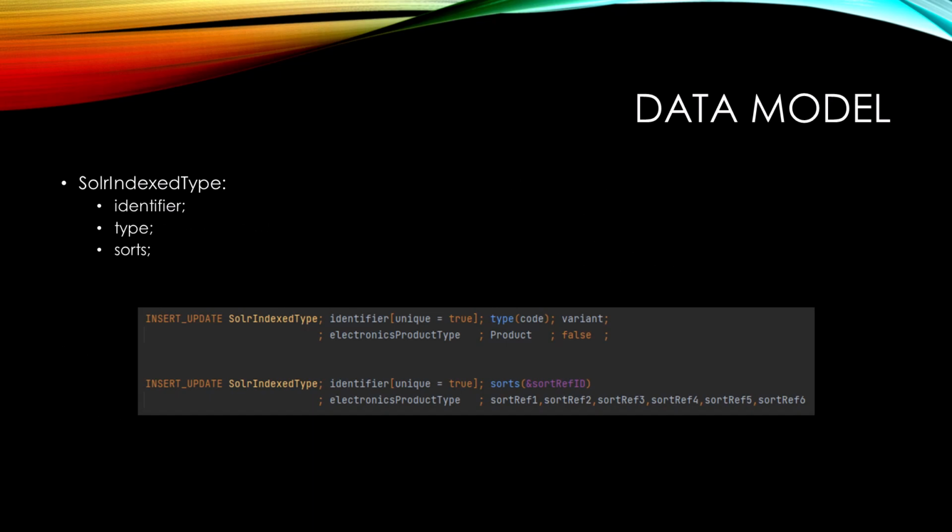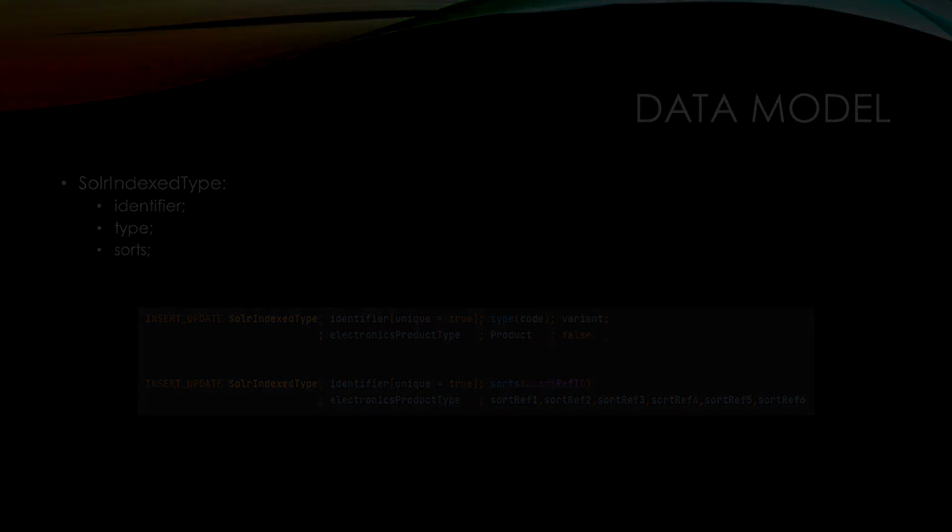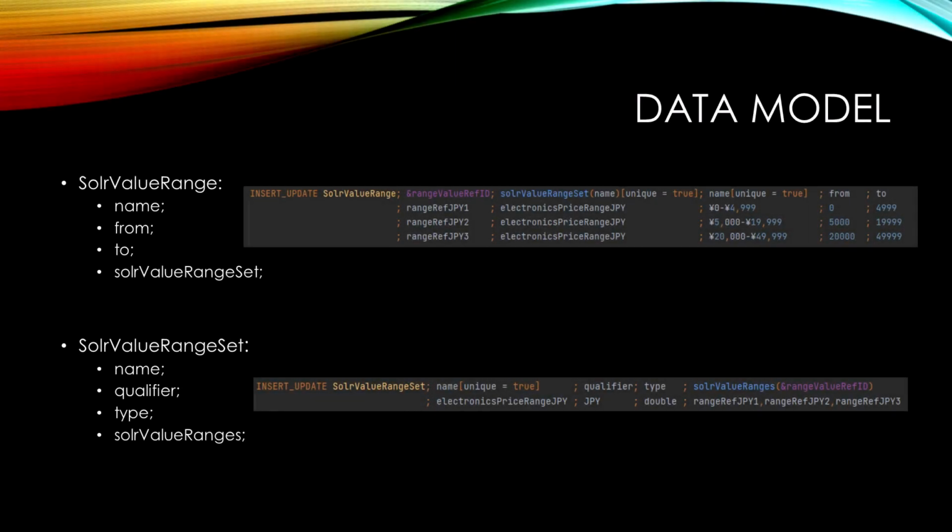Index type is a simple link to a Hybris type. Some of the values, like prices, can be put into ranges. For this, use value range and group them into set.